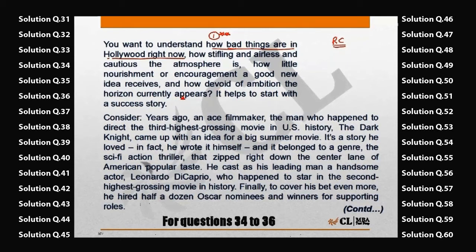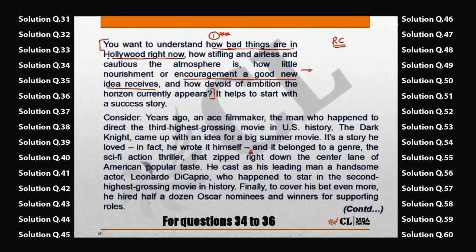It helps to start with a success story. It kind of gives the lack of encouragement a good idea receives. Let's look at this. Consider years ago an ace filmmaker, the man who happened to direct the third highest grossing movie in US history, The Dark Knight, came up with an idea for a big summer movie. It's a story he loved.